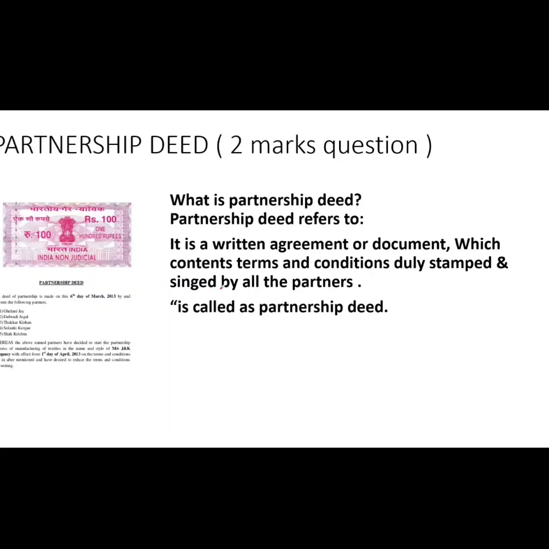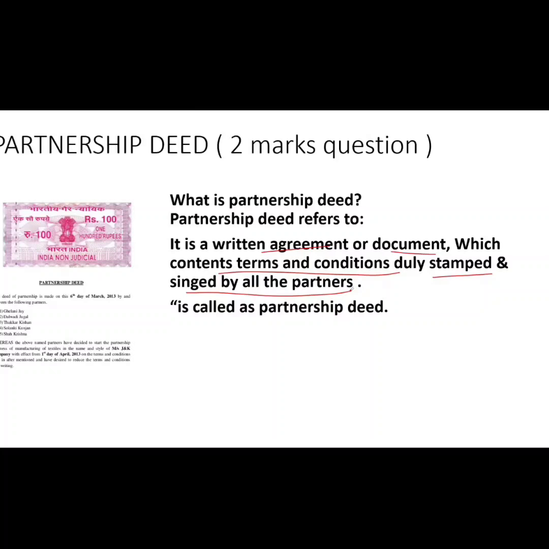So the written agreement between the partners can also be called a legal document which contains the terms and conditions they agree upon between the partners. And it should be duly stamped, which means that it should be on a stamped paper and it should be signed by all the partners. So this becomes a legal document which can be used as an important document at the time of disputes or misunderstandings between the partners in the future. So this becomes a legal proof for the existence of a partnership firm.